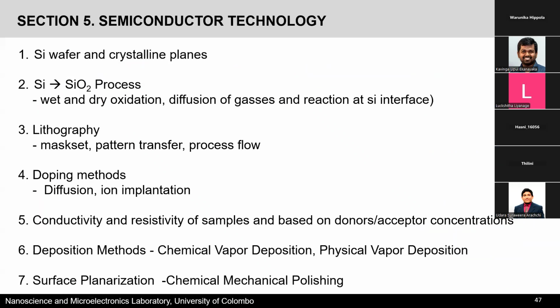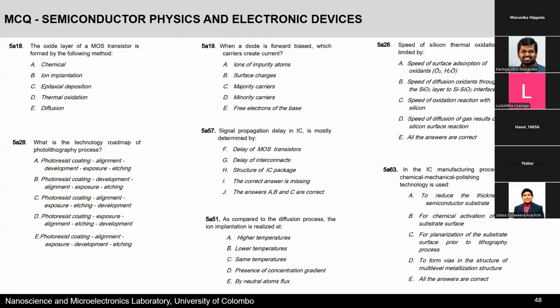And in section 5, I could also see that they have covered certain areas about silicon wafer, the crystalline planes, silicon dioxide wet and dry oxidation processes, lithography, doping methods, and the deposition methods. So I also found a few questions that are relevant here. The oxide layer of a MOS transistor is formed by the following method. It's done using thermal oxidation, right? So MOS transistor oxide is made using thermal oxidation.